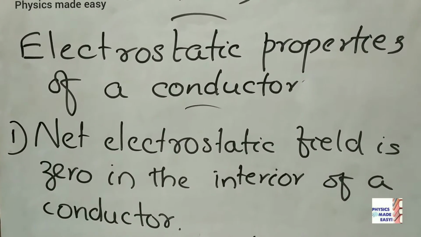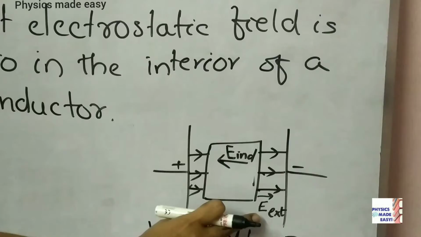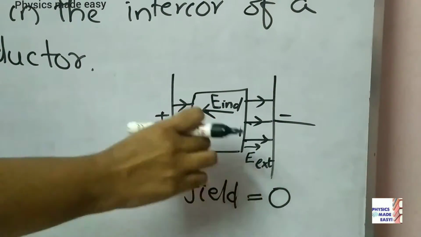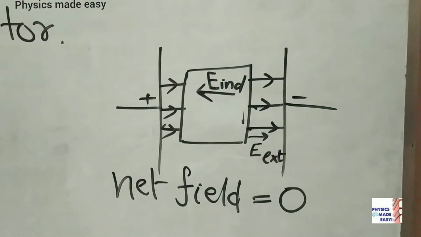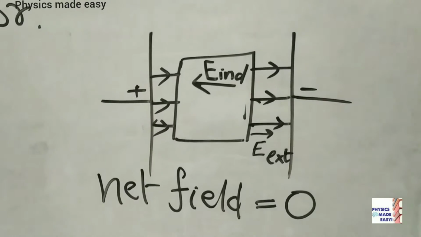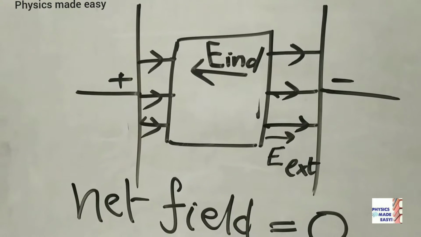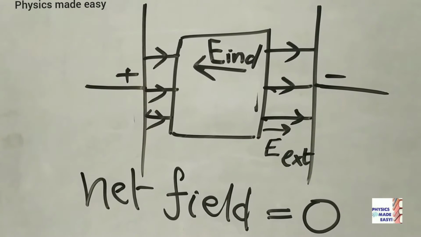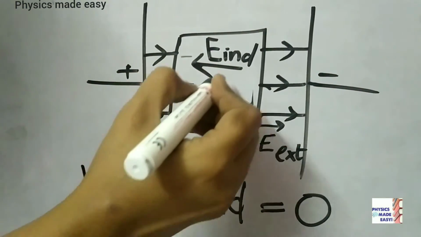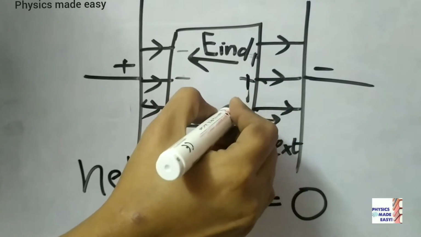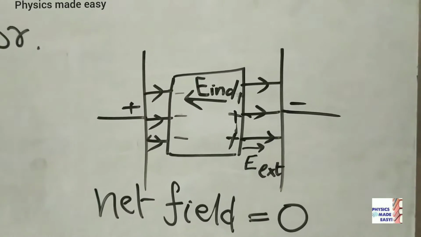If we place a conductor in an electric field, here you can see this is the external electric field. If a conductor is placed in an electric field, what will happen there? The free electrons in that conductor begin to move in the opposite direction of the electric field. Then what will happen there? Due to the movement of these electrons, negative charges are induced on the left end and the positive charges are induced on the right end of the conductor.